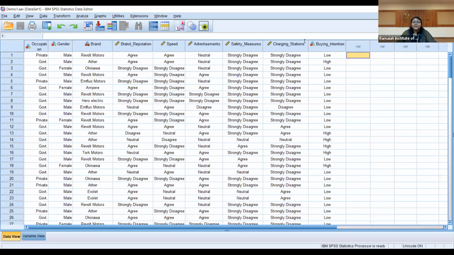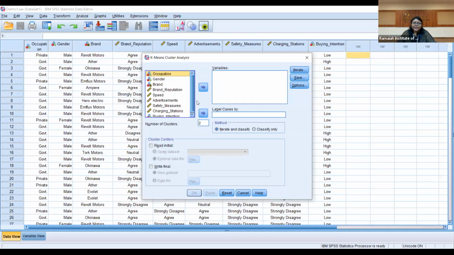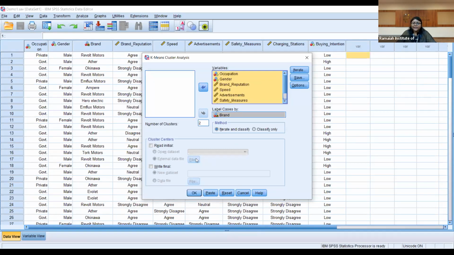Okay, fine. So the next one is, we'll go ahead with the k-means clustering. Now again, in this k-means clustering, you can define the number of clusters. Either you want to define the number of clusters as 2, 3, anything that you want, you can define it here. And along with this, you would like to take the brand according to the case level, and all others I'll consider as the independent variables.